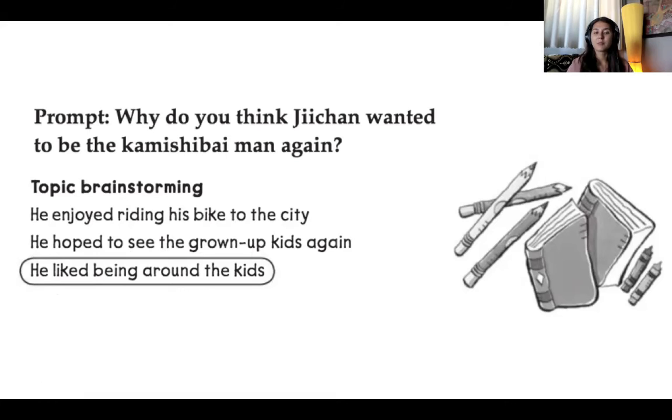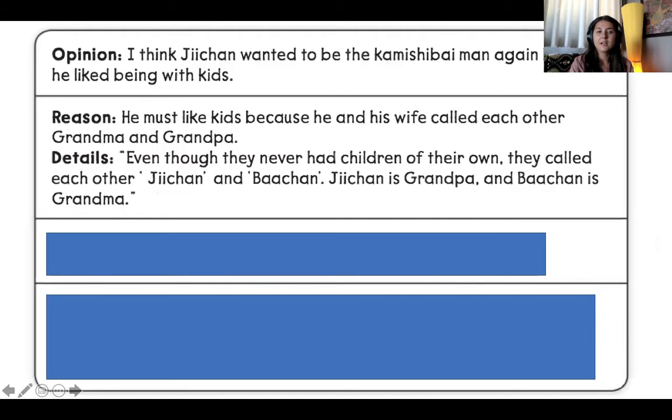When I looked at my brainstorming ideas, I chose that he liked being around the kids because I truly believe that Kamishibai man, or Ji-chan, really loves children, and the reason that he wanted to go on his rounds again was because he missed being around the kids. So I made a graphic organizer that follows this structure that each opinion response essay should have. I state my opinion, and I give 3 reasons and 3 details that support each reason. Then I'll move on to my conclusion.